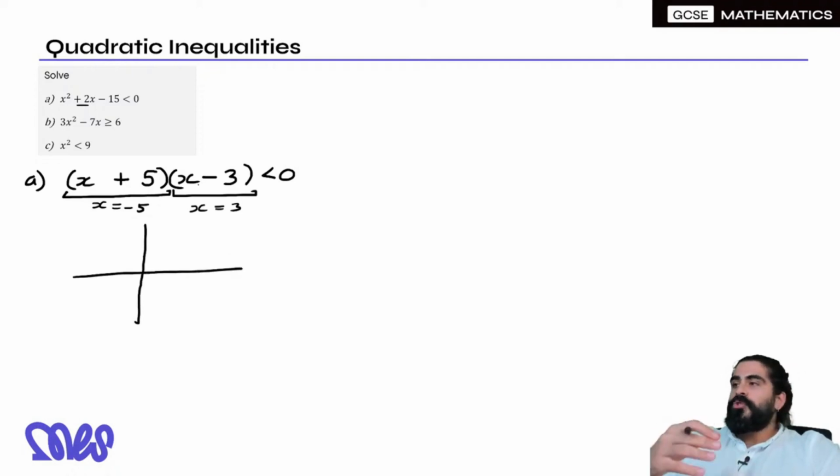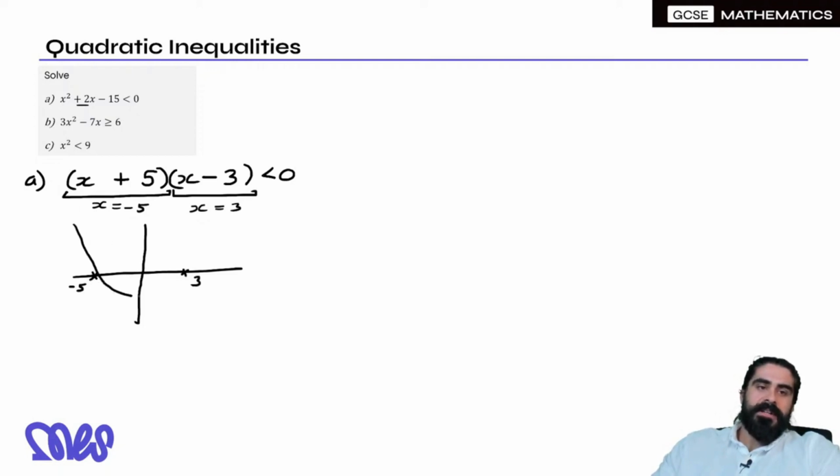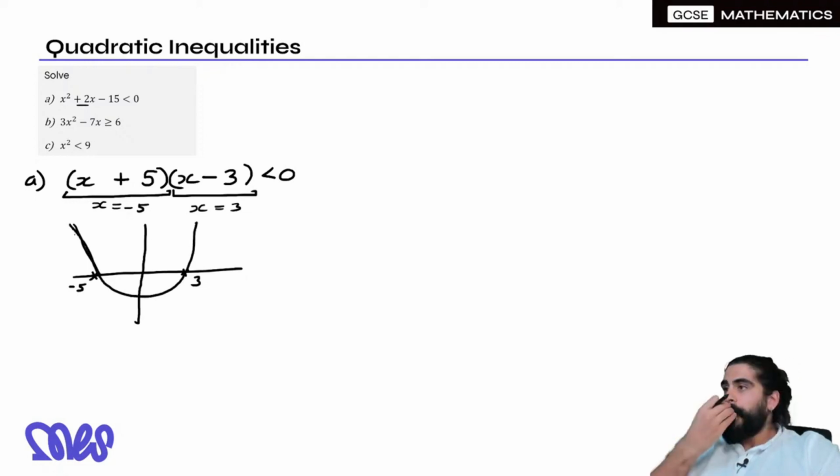Remember, when a quadratic equals 0 is where it crosses the x-axis. So you would have minus 5 and you would have 3. So the quadratic looks, in a very basic way, something like this. Yeah? Now, what the question is saying is, when is this quadratic less than 0? Less than 0 means below the x-axis. That's when the graph is negative.